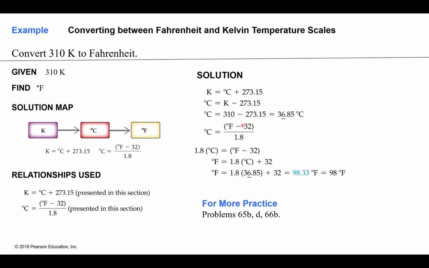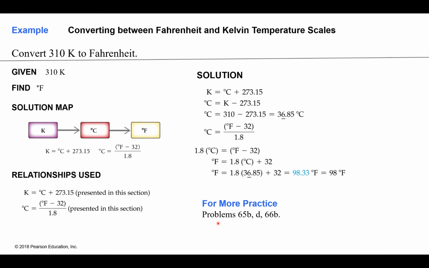Then I want to go from Celsius to Fahrenheit. I need to rearrange this the same way I rearranged it for you earlier. That would be Fahrenheit equals 1.8 times degrees Celsius plus 32. So you plug in the values, 1.8 times 36.85, plus 32. I get 98.33 degrees, which is 98 degrees Fahrenheit. For more practice, you can take a look at these.